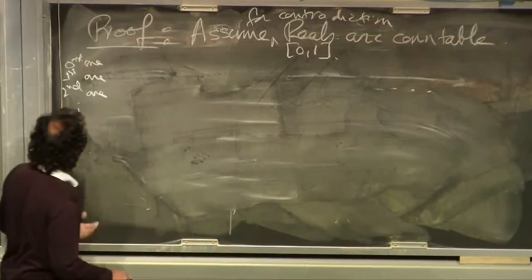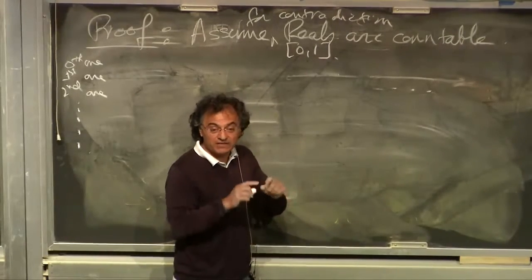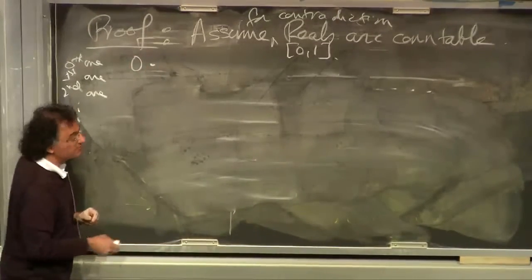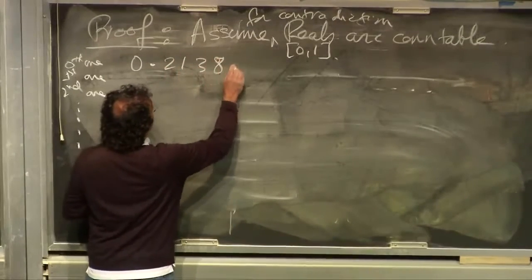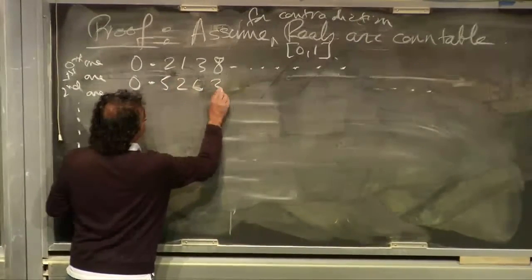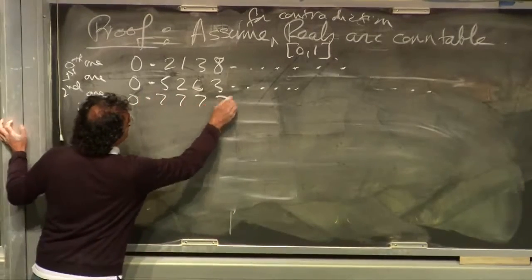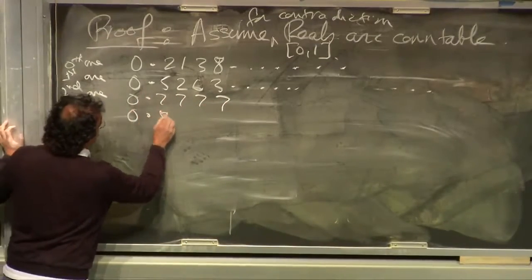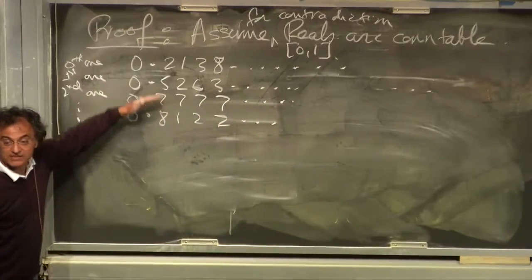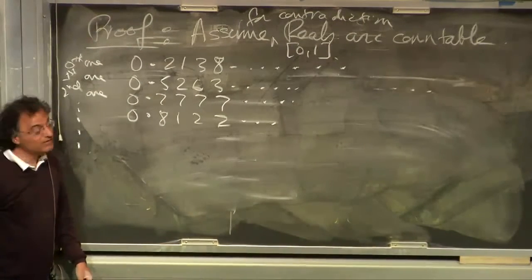Okay, so now every number between 0 and 1 we can write as an infinite decimal expansion. So it's going to be 0.2138..., 0.5263... etc., 0.7777..., 0.8122... Okay? So you can write out all these numbers. These are all the real numbers there are between 0 and 1. Right? Okay.